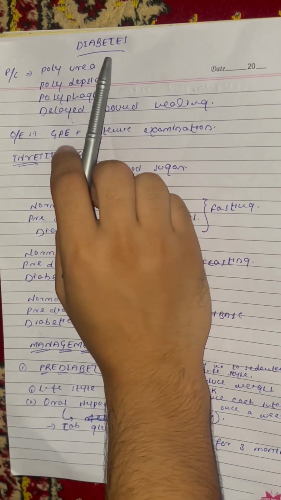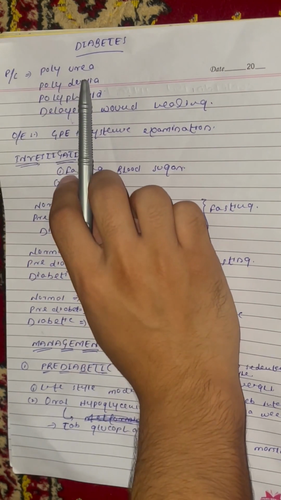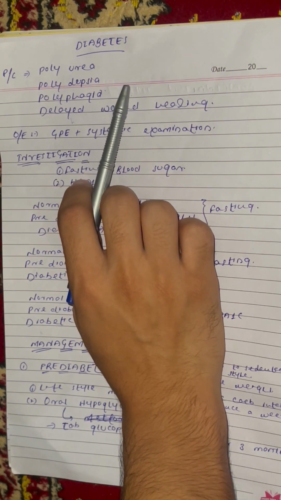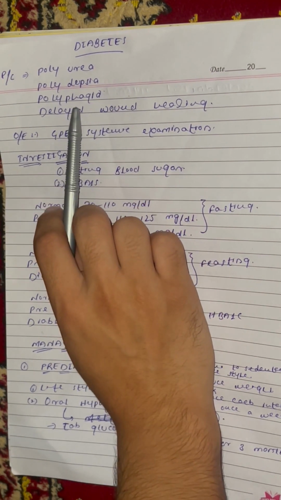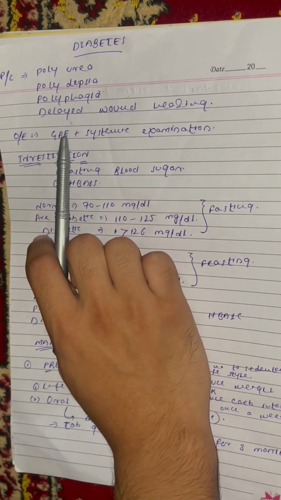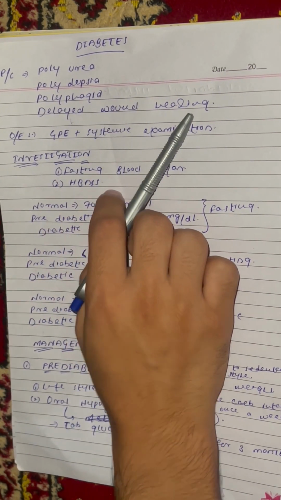Let's talk about the management of diabetes now. So the patient will come with a chief complaint of polyuria, which is frequent urination, polydipsia, which is excessive thirst, and polyphagia, which is excessive hunger, right? And in some cases, the patient might complain of delayed wound healing also.